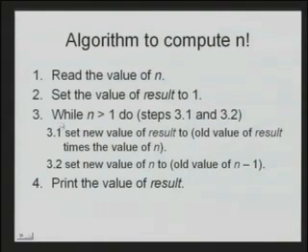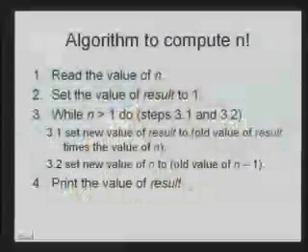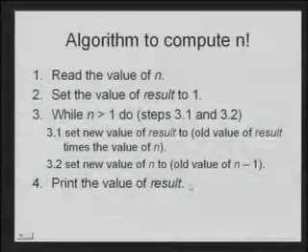And once we are done, the value of result contains the answer to our problem, namely the value of n factorial, and we can output the value of the result. In this algorithm, right now we are not really bothered too much about where I read this value of n from, or where or how I print the value of the result. That's not something that's bothering us right now.